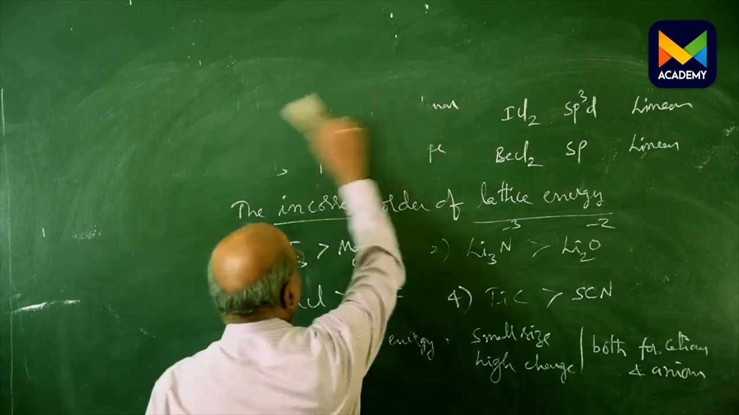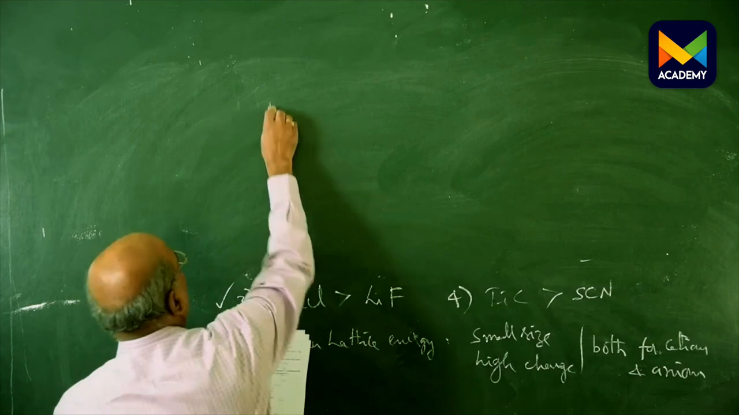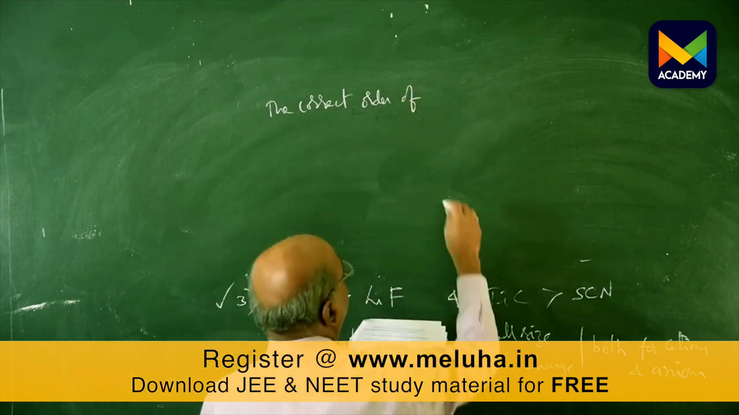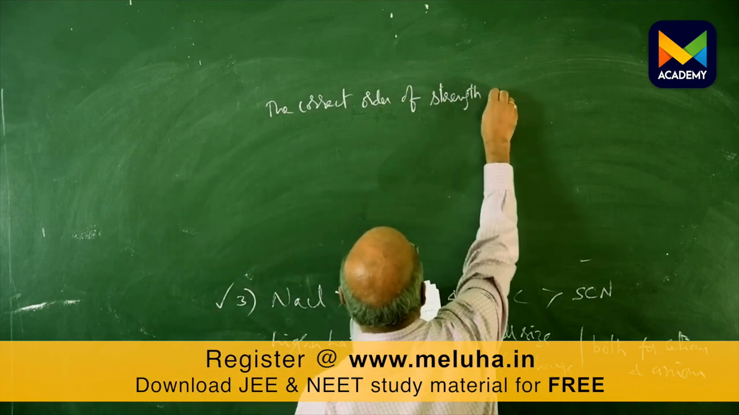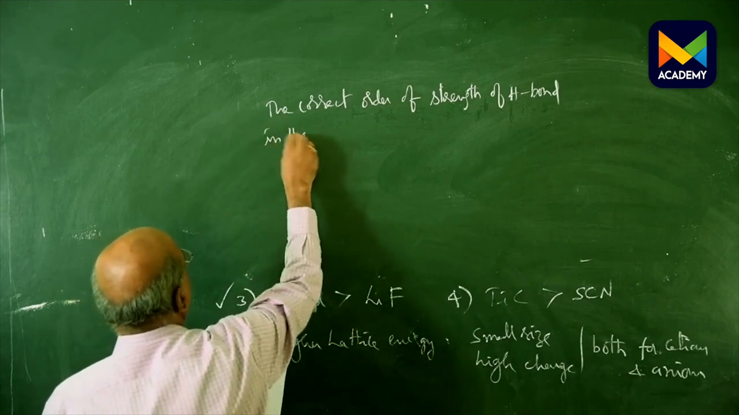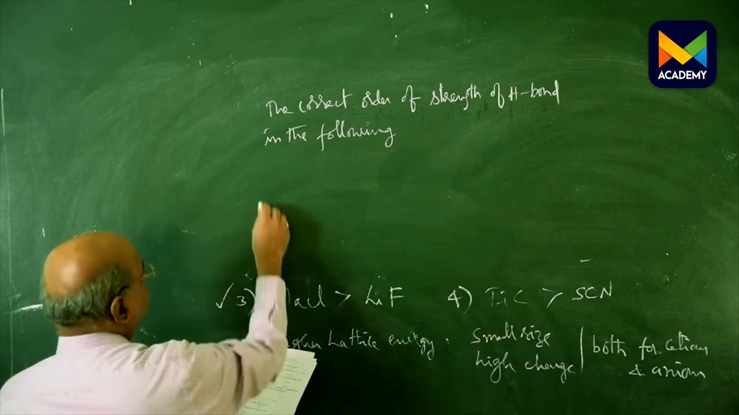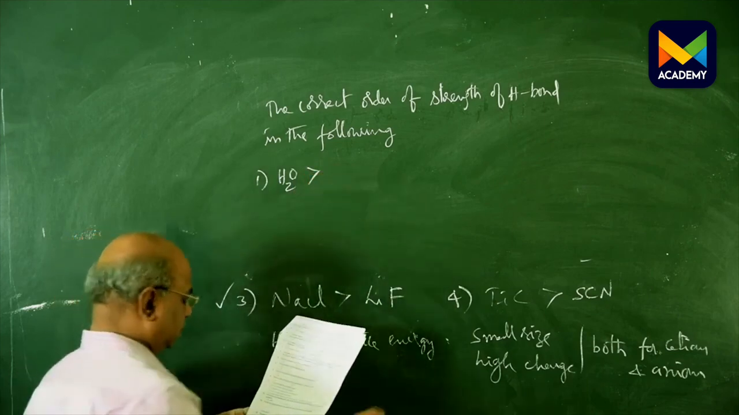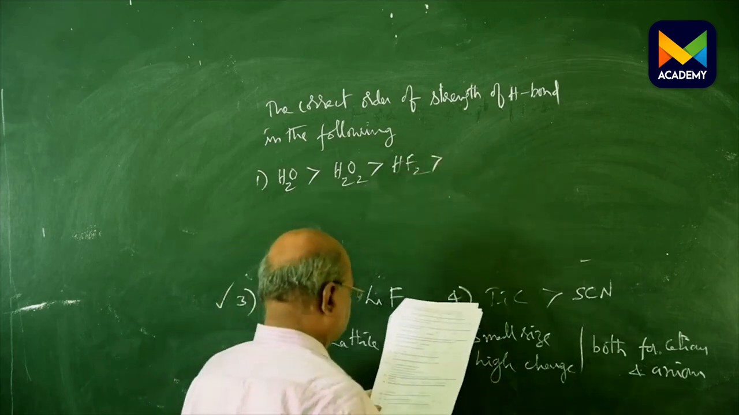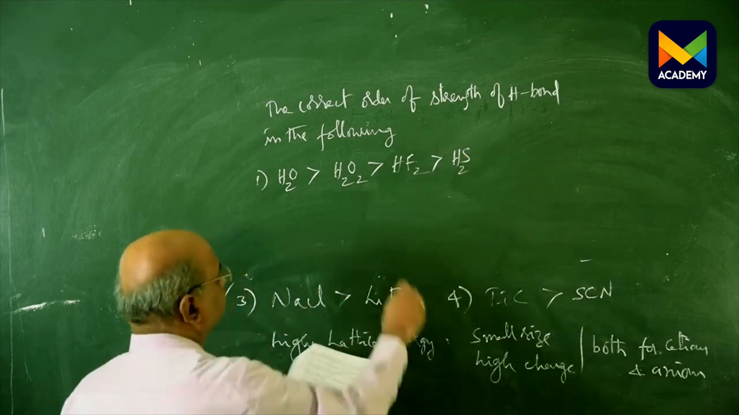Next question is on hydrogen bond. The correct order of strength of hydrogen bond in the following. First one, H2O more than H2O2 more than HF more than H2S. It must be HF, not HF2.